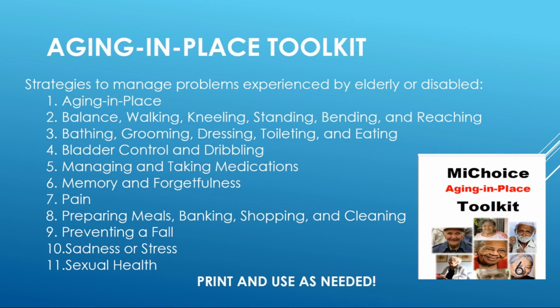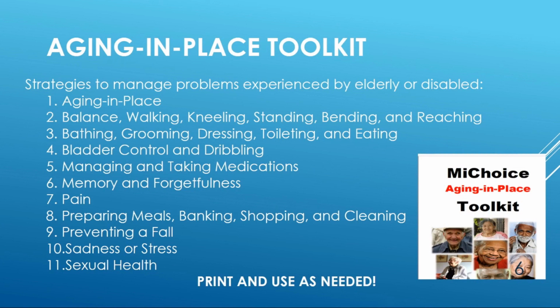We've designed an aging in place toolkit with strategies to help participants manage problems experienced by the elderly or disabled. There are 12 areas that we focus on that are most commonly occurring. 1 is aging in place. 2, balance, walking, kneeling, standing, bending, and reaching. 3, bathing, grooming, dressing, and toileting. 4, bladder control and dribbling. 5, managing and taking medications.